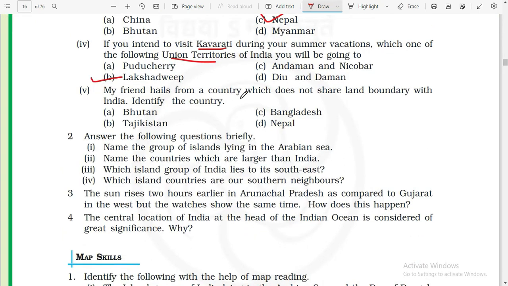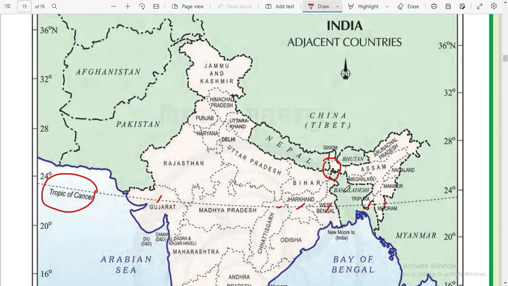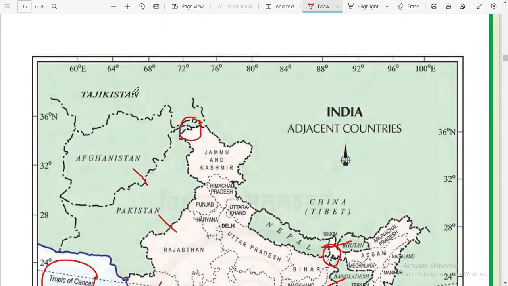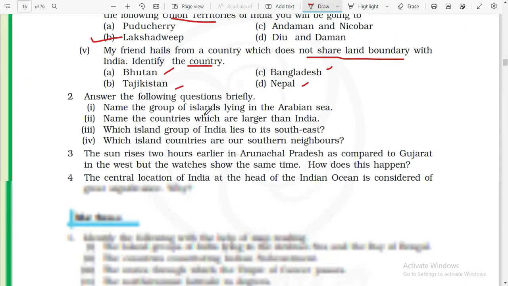My friend hails from a country which does not share a land boundary with India. Identify the country. Bhutan, Bangladesh, Nepal, Tajikistan. So we have already seen which countries share land boundaries with India. Bangladesh shares a land boundary with India. Bhutan shares a land boundary with India. Pakistan shares a land boundary with India. Afghanistan shares a land boundary with India. Only Tajikistan does not share a land boundary with India. So the answer should be Tajikistan.